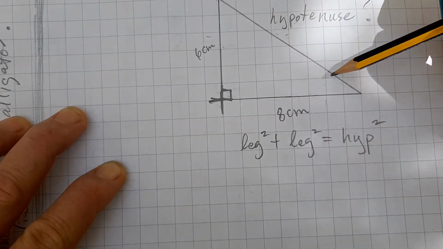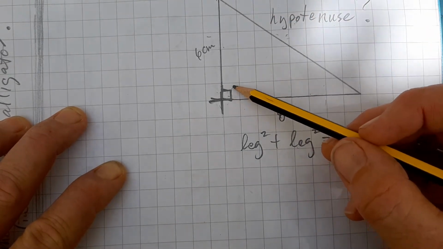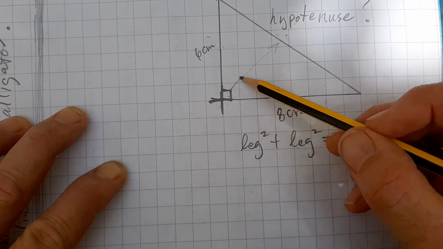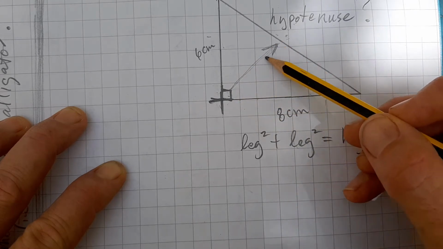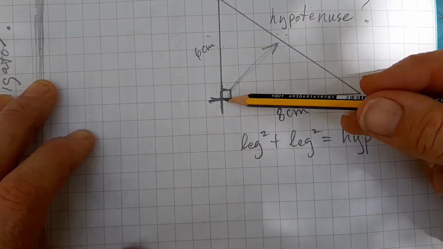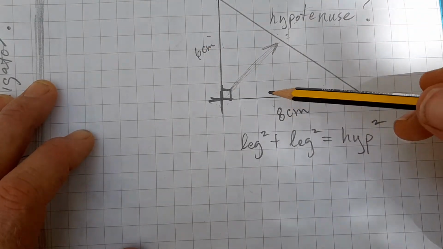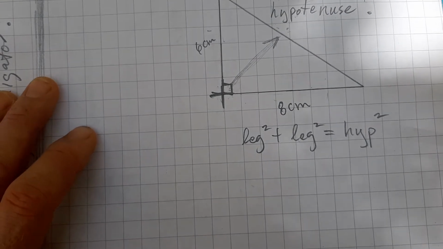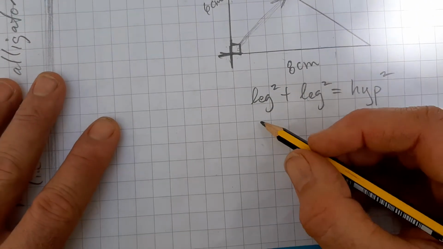The hypotenuse is always the longest side. The one across, you can draw a little arrow from the right angle. The hypotenuse is the one that does not touch the right angle. The legs meet at the right angle. Okay, so leg squared plus leg squared, so we just work this out.